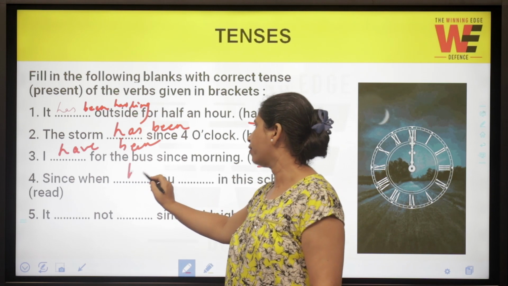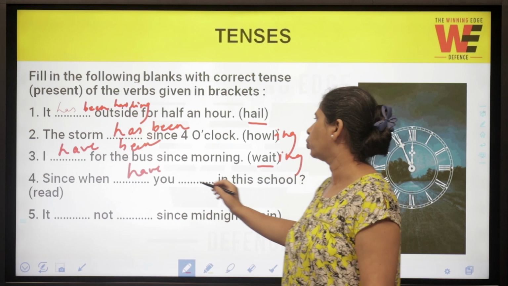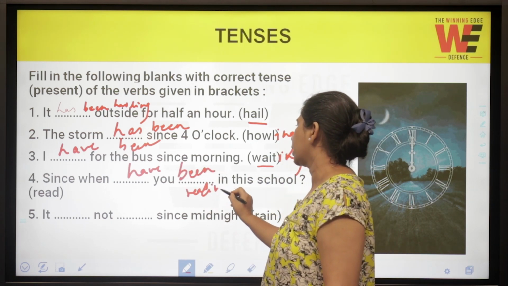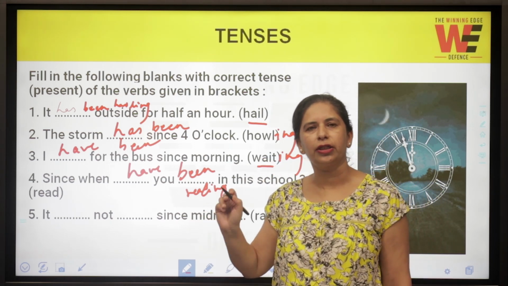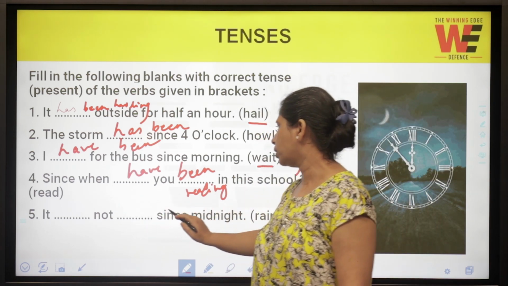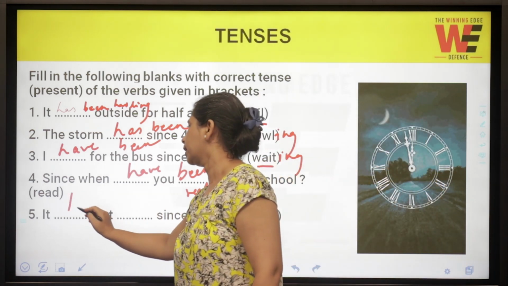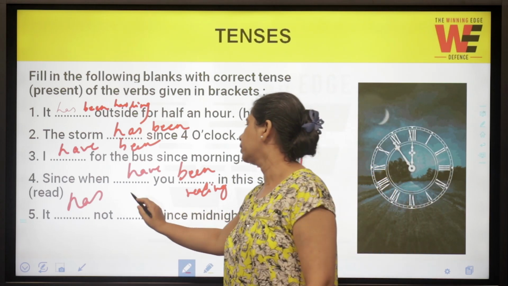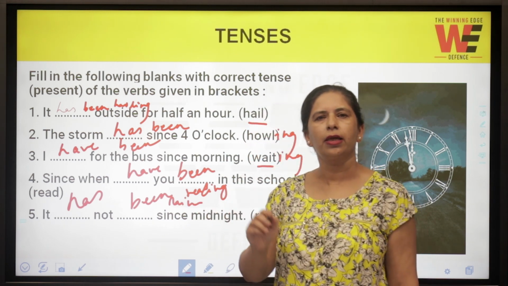Since when have you dash in the school? Since when have you been reading? What will read become? We are talking about the present perfect continuous tense, so it will be reading, with has been or have been, you have to remember. It dash not dash since midnight. So what will it be? It has not been raining. It has not been raining since midnight.